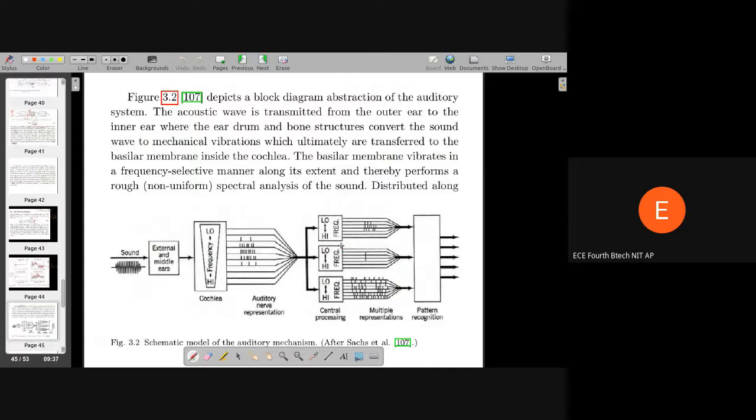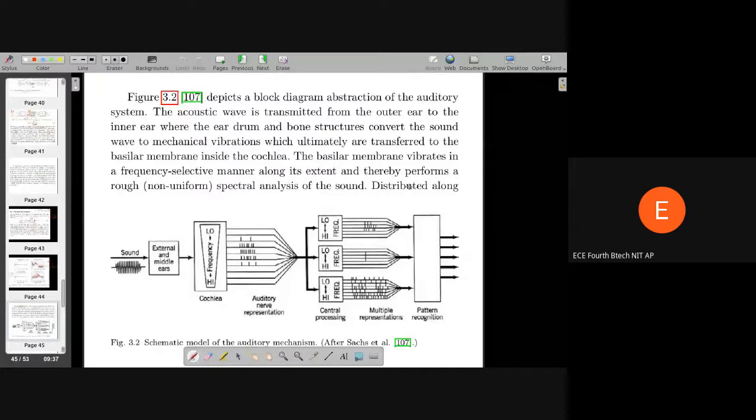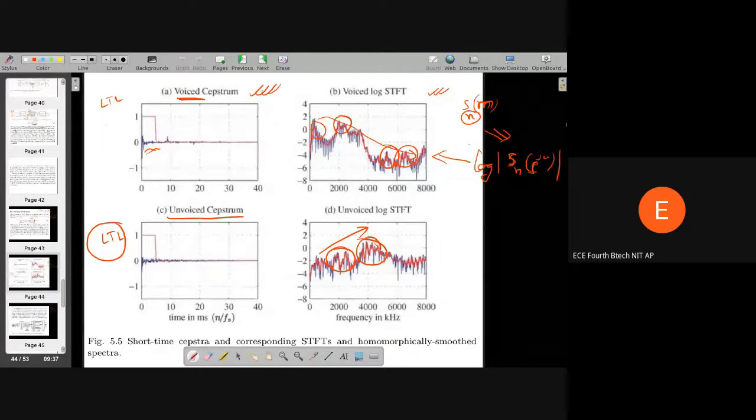So I wanted to go for MFCCs, mel frequencies, today, but it seems like there will be no time. That is the perceptual part of speech analysis, speech perception, how speech perception happens, but I think there is not much time left. So we'll just recap what we have studied.